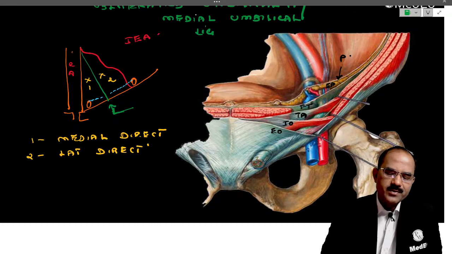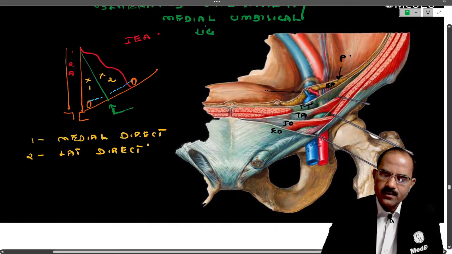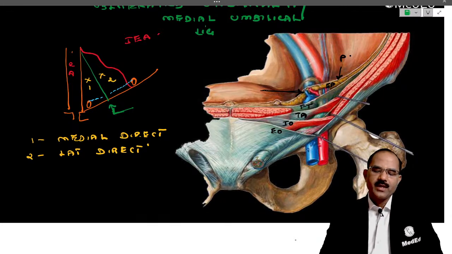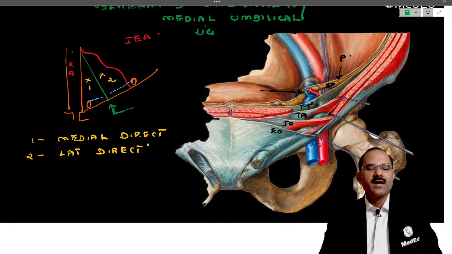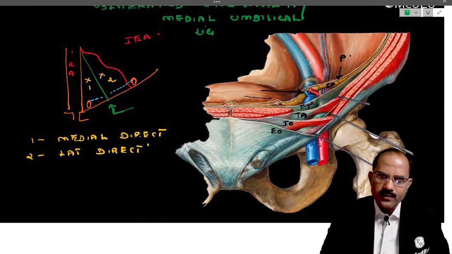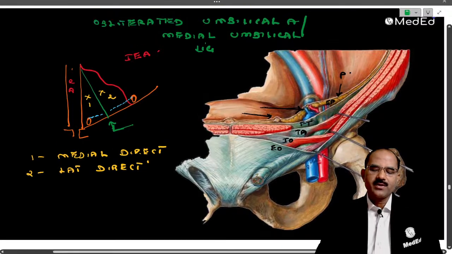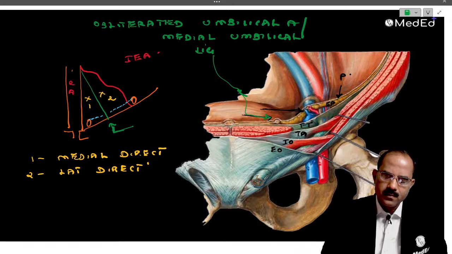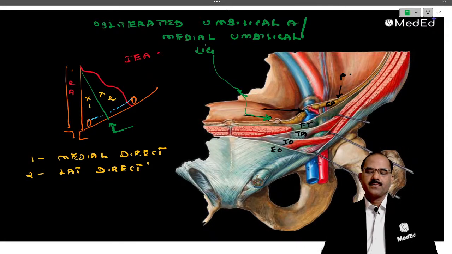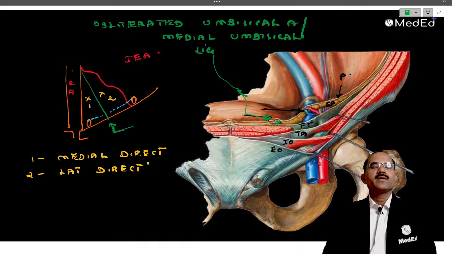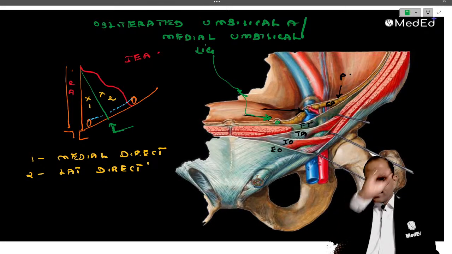What is this structure? Chalo, if you can answer this, what are these vessels? That is the inferior epigastric artery. And what is this? This is the one which I'm telling you, bacho. This is the obliterated umbilical artery. This elevation, dekh rahe ho? That's the obliterated umbilical artery. Perfect. Okay, that's fine.